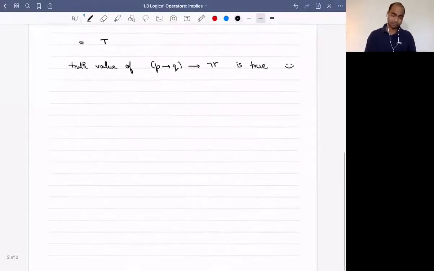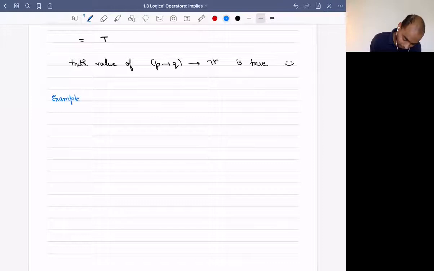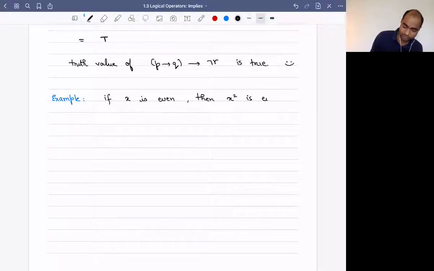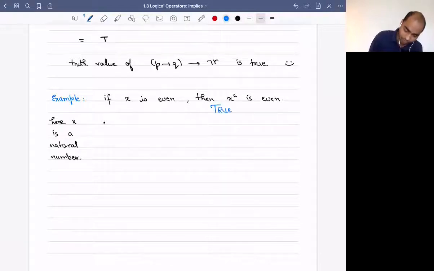The next thing I want to talk about, before I move on from implies, let me give you one reason why this is slightly non-trivial. So, example. Let us consider this statement. If x is even, then x squared is even. Here, x is a natural number. Now, I hope we agree that this is a true statement. If something is even, then its square is also even. But now let's look at what happens for particular x's. So this is true. Now, if I try this for x equals 2, then I get if 2 is even, then 4 is even.